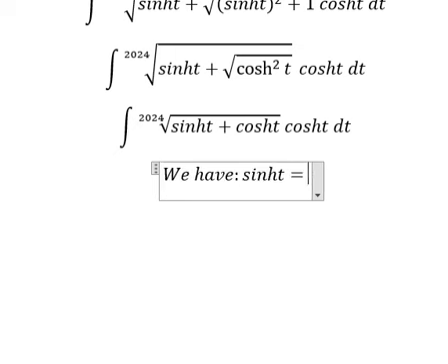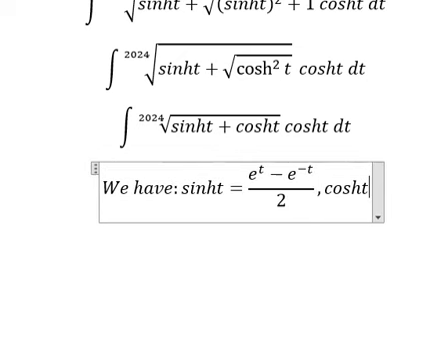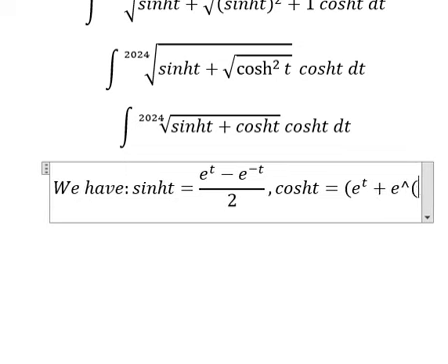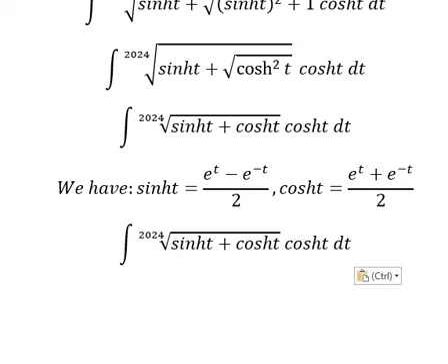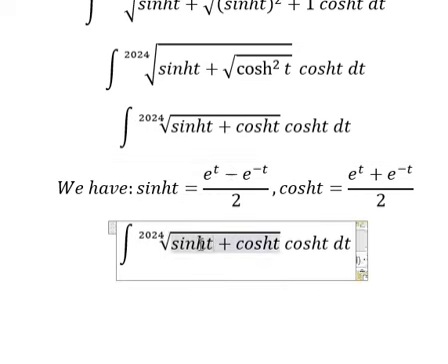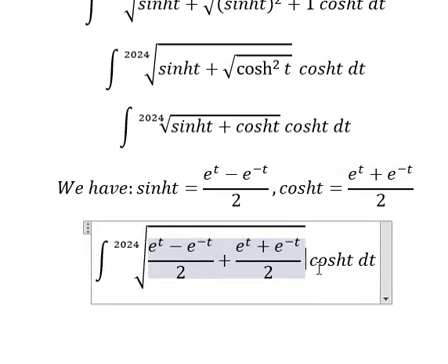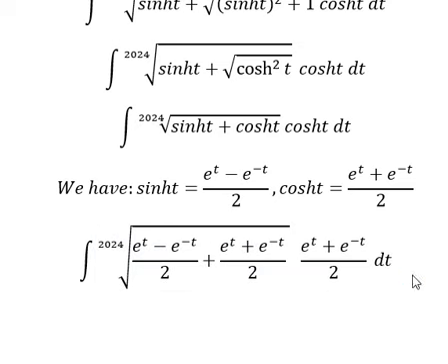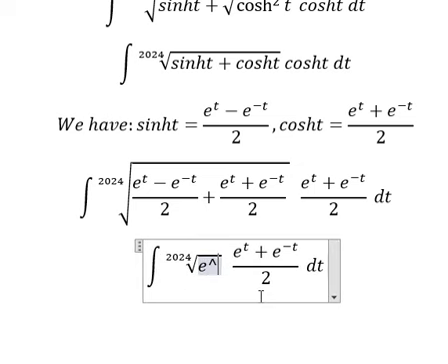Sinh t we can change to e to the power of t minus e to the power of negative t over 2. Cosh t we have e to the power of t plus e to the power of negative t over 2. So for this one, I will put this one in here and this one in here and here. Now we need to simplify it, and we have e to the power of t.